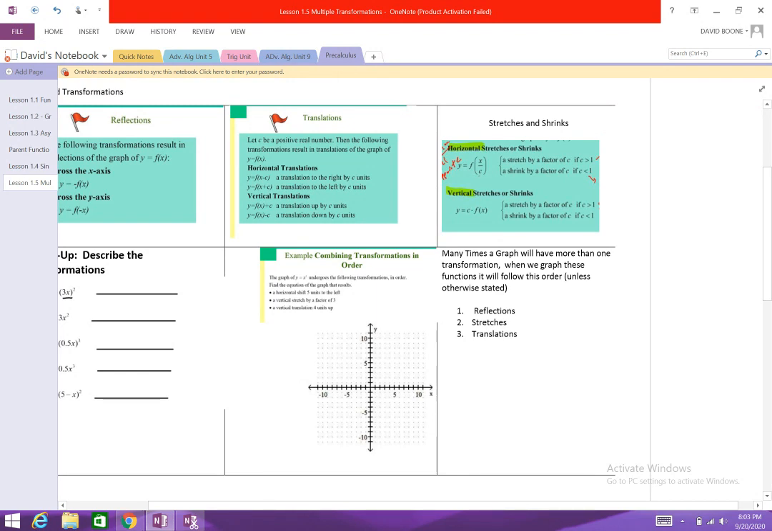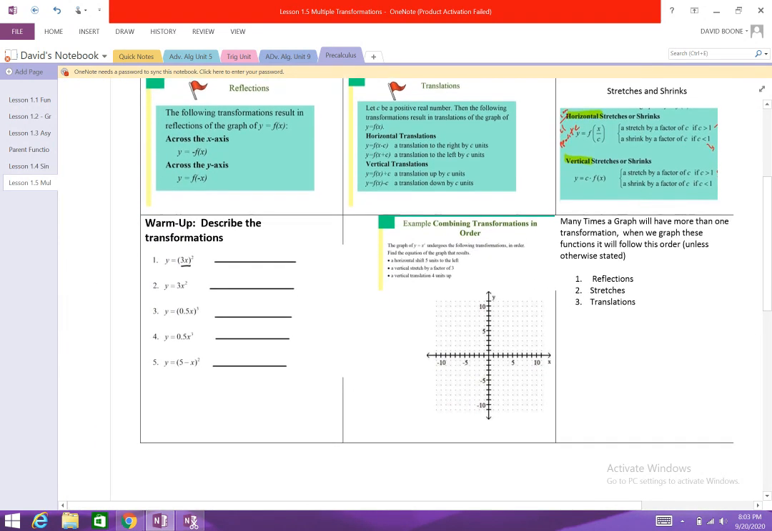But again, I'm going to show you an easier way to remember that. I always like to think if we're dividing, we're stretching. If we're multiplying inside, we're shrinking. And then with the vertical stretches, the number outside is not inside the parentheses. It's not by the x, so that affects the y value. So it does it as is. If it's a number bigger than 1, we stretch it vertically. If it's a number less than 1, we squish it.